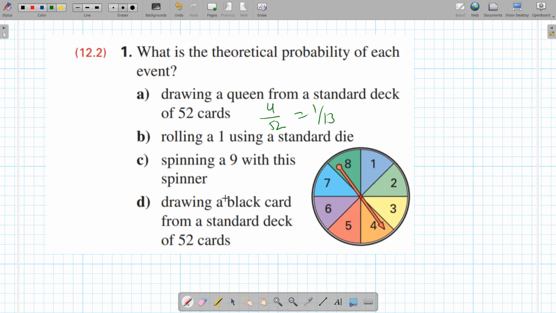Rolling a 1 using a standard die. Die just means a dice. 6-sided dice. 1 out of 6? Yes. Spinning a 9 with this spinner. 0? Drawing a black card from a standard deck.